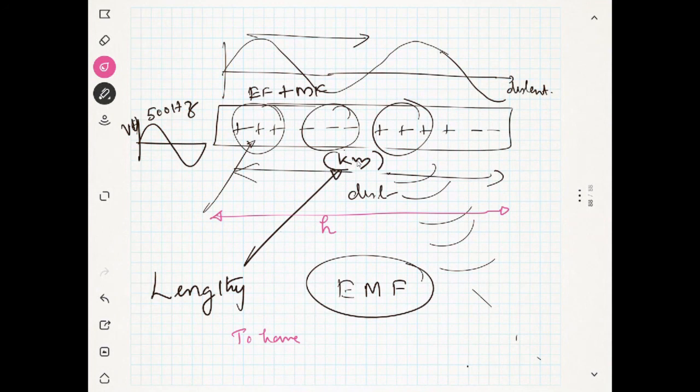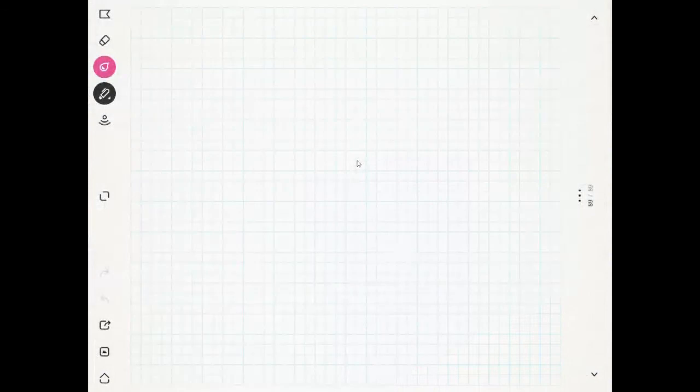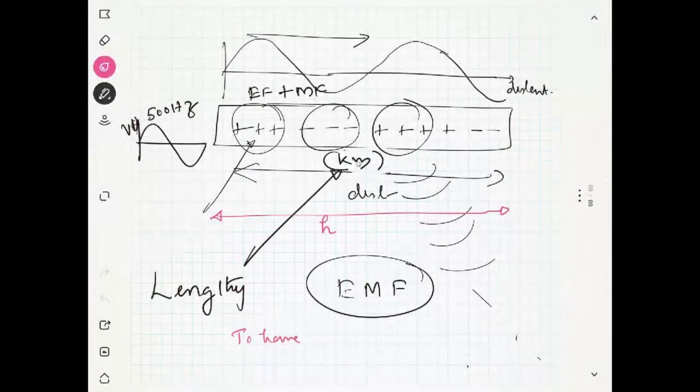You may need an antenna of length kilometers. Is it possible to carry in your pocket? No. Understood? I hope it is clear to you. You don't need further explanation, right?